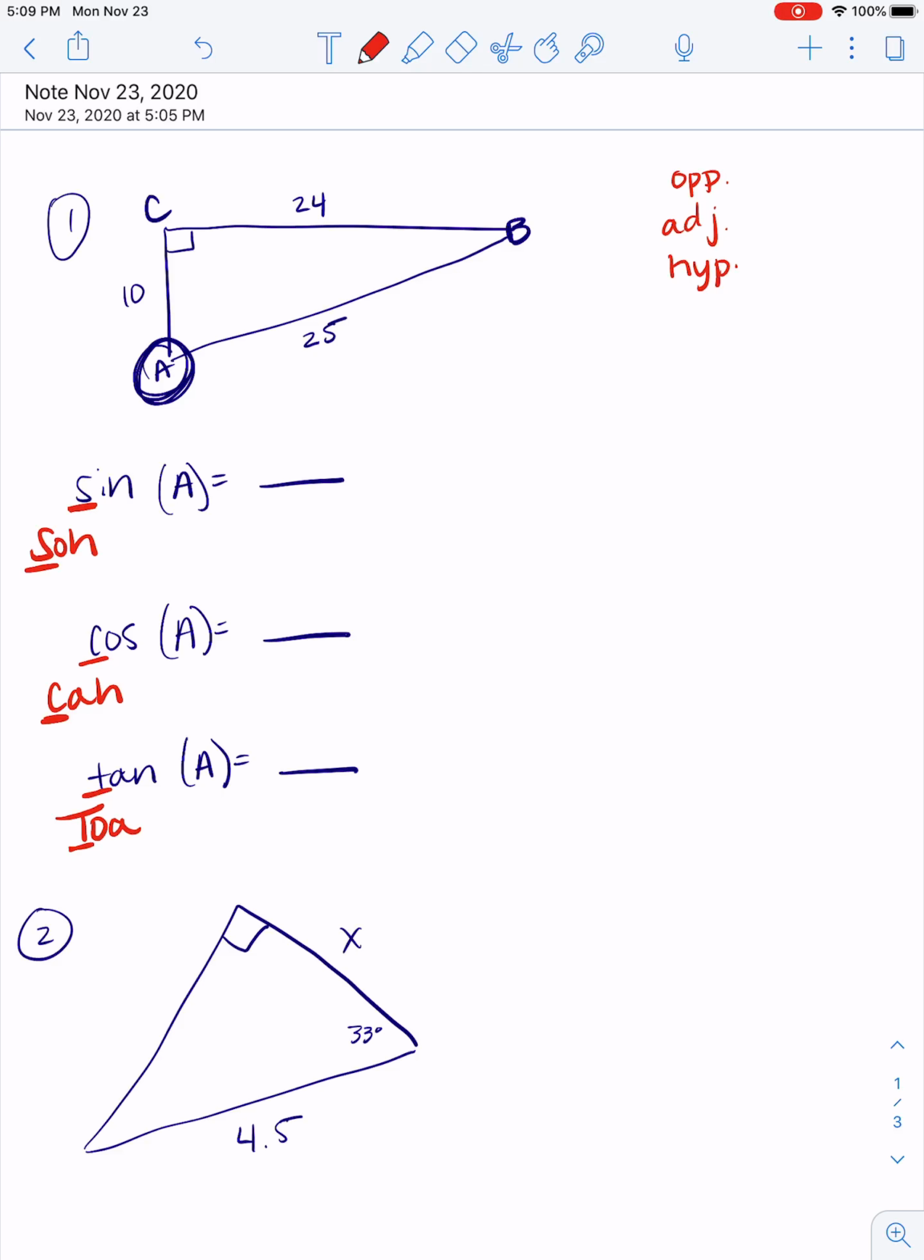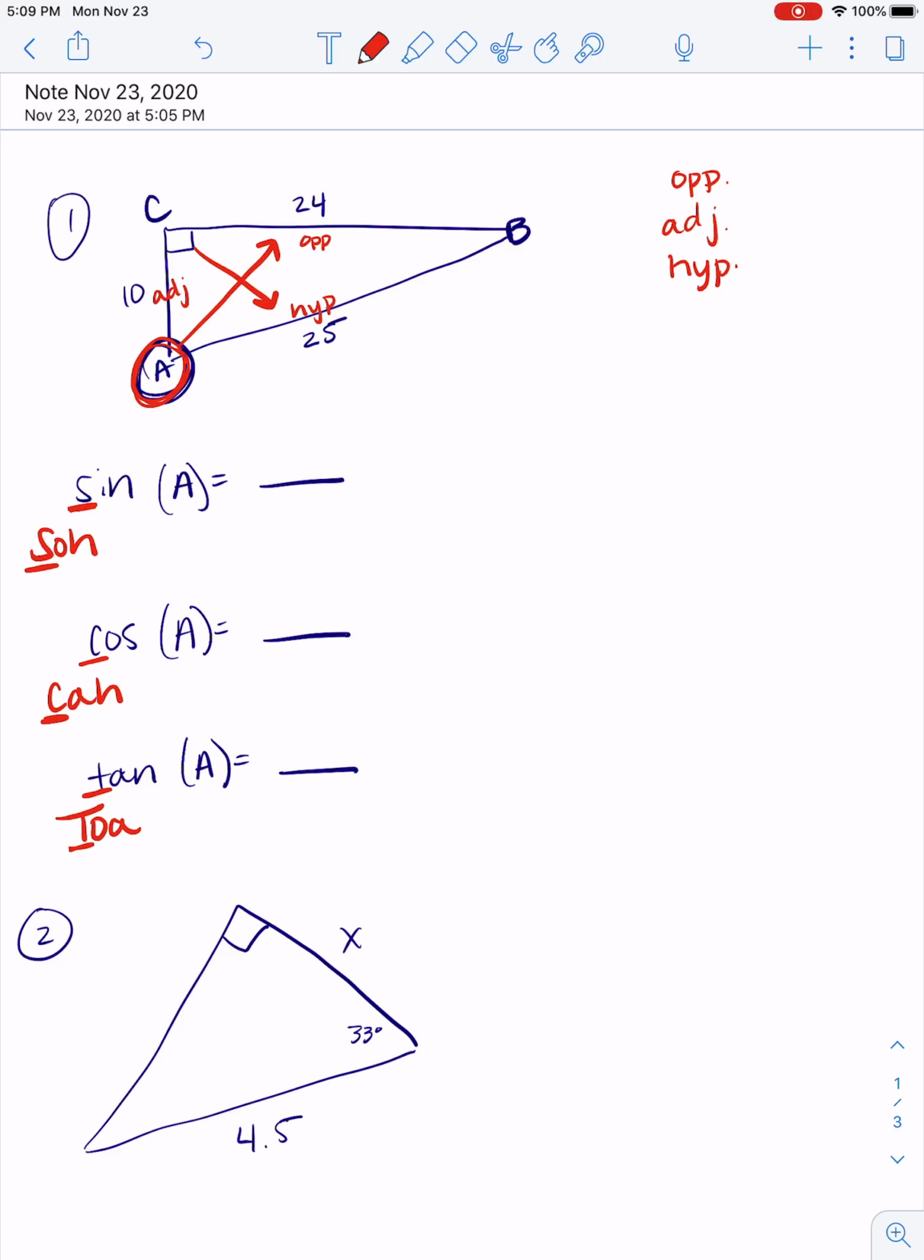So you start by labeling the sides of your triangle based on where angle A is. So from angle A, this is the opposite side. So I'm going to label that opposite. We know this is the hypotenuse side because it's across from the right angle. So then that makes this other side the adjacent. Adjacent just means next to or beside. So it's beside angle A, but not the hypotenuse. Okay, and then you fill in your blanks.